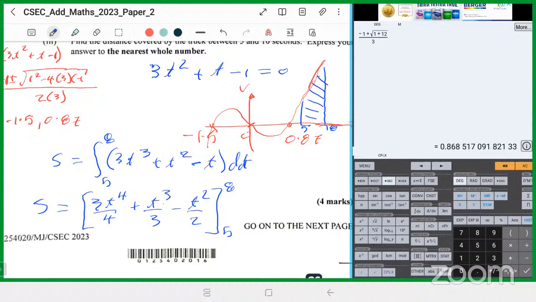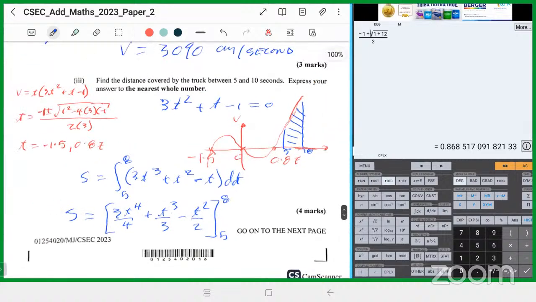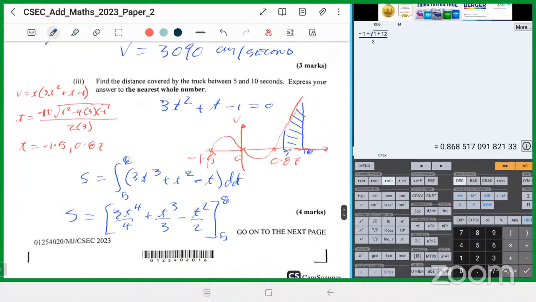All right? That's 8 and 10. It's 5 and 10. Sorry, my mistake. Between 5 and 10. I'm just going to put what the answer is right now. I'm going to calculate it and put what the answer is.